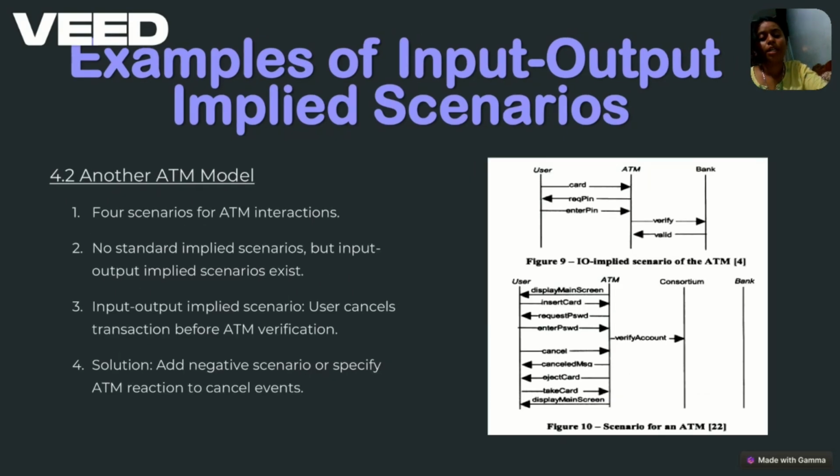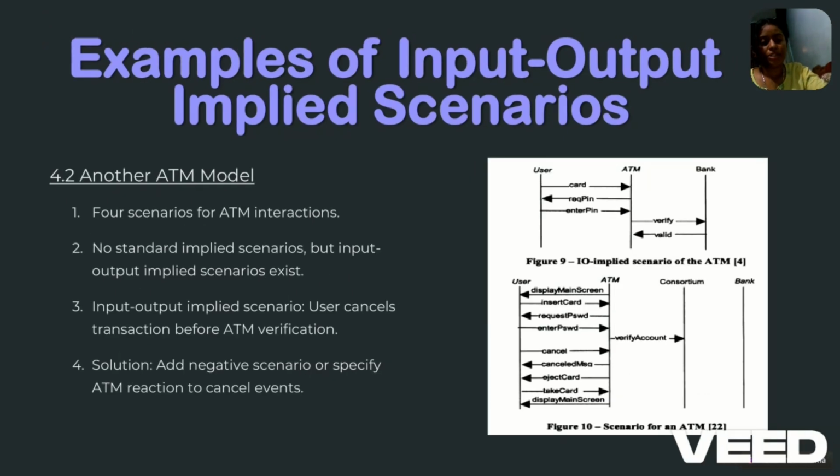Another ATM model, with four scenarios for ATM interactions. It has no standard implied scenarios, but input and output implied scenarios still exist. The next input-output implied scenario is that the user cancels the transaction before ATM verification. The solution is to add negative scenarios or to specify the ATM reactions to the cancel event.